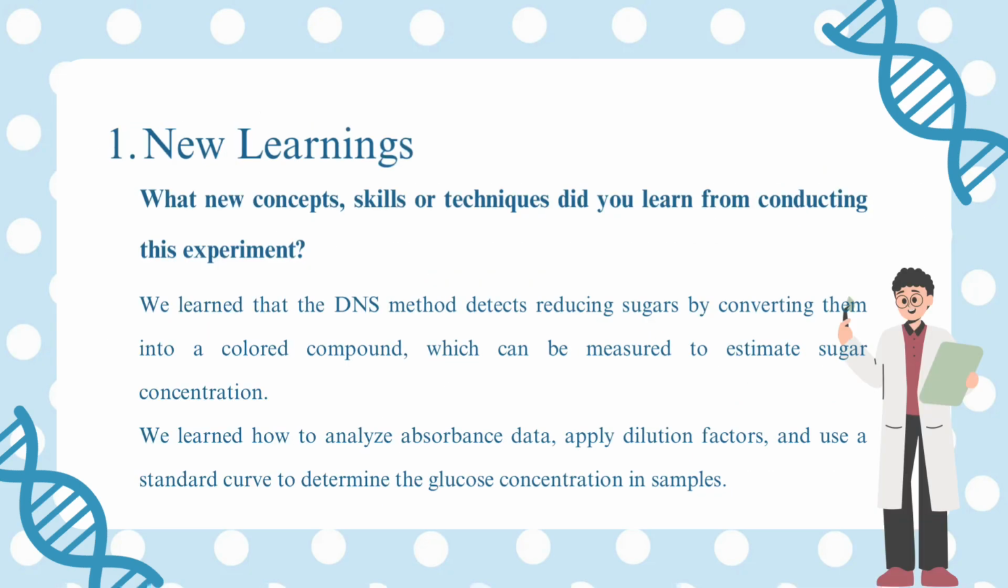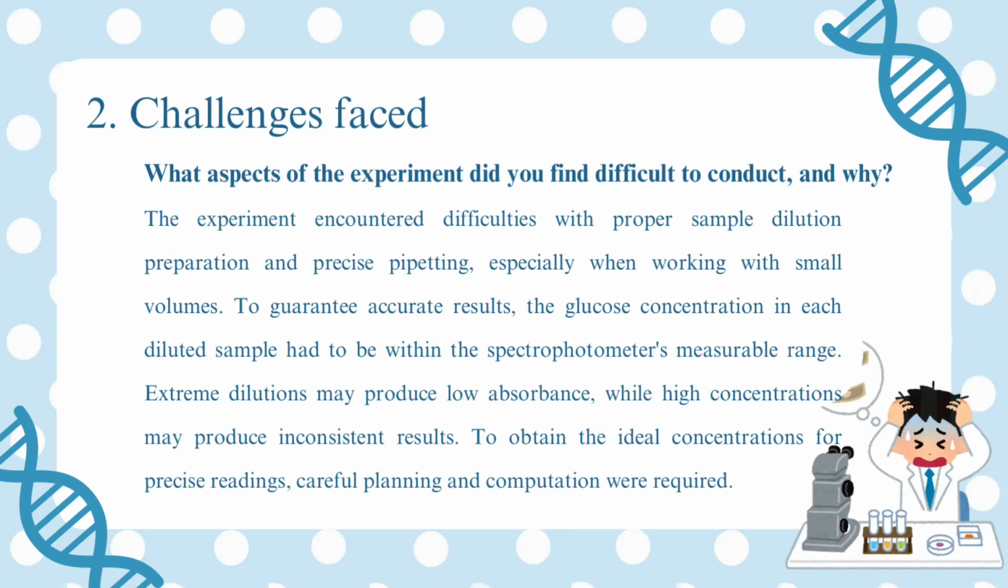Group reflection, new learning. We learned that the DNS method detects reducing sugar by converting them into a colored compound, which can be measured to estimate sugar concentration. Next, we learned how to analyze absorbance data, apply dilution factor, and use a standard curve to determine the glucose concentration in the samples.